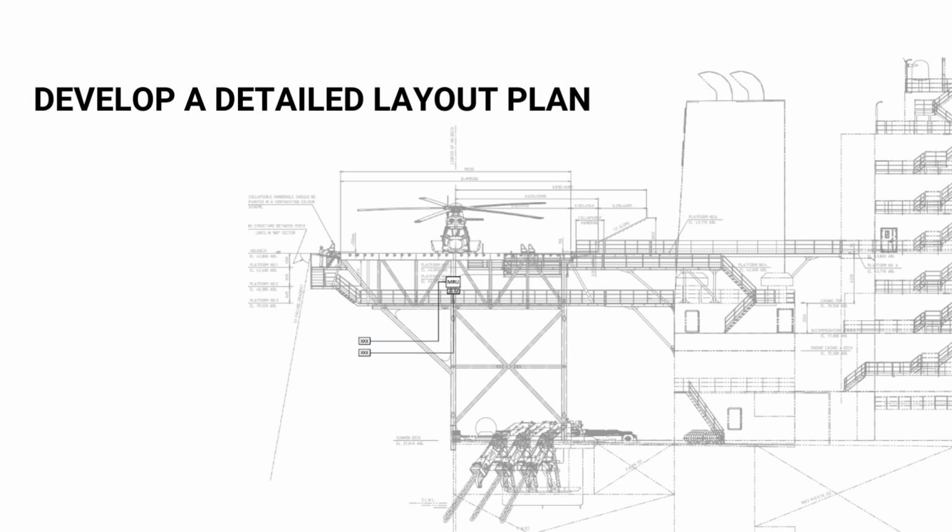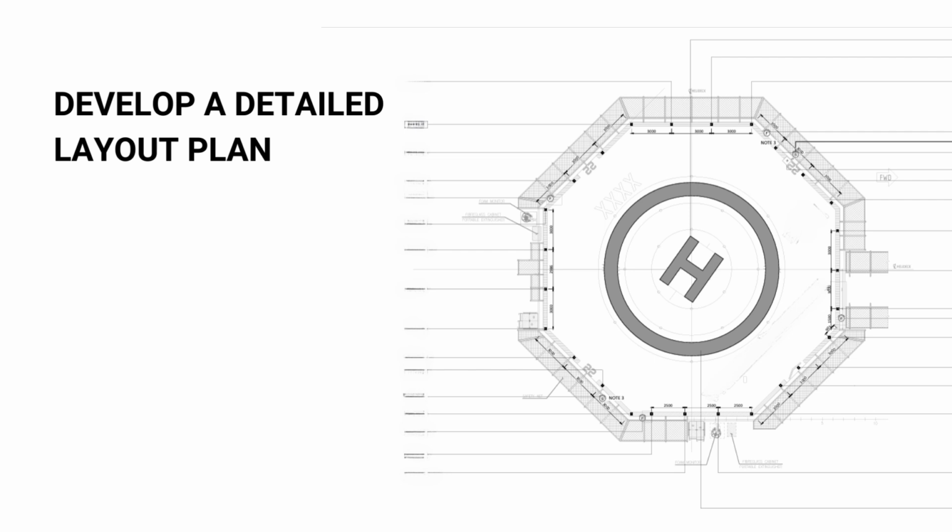Develop a detailed layout plan that includes the positioning of all lighting components according to ICAO standards. Assess the power requirements and plan the electrical infrastructure needed to support the lighting system. Using CAD software, engineers design the helideck lighting layout, ensuring all requirements for light intensity, color, and placement are met.